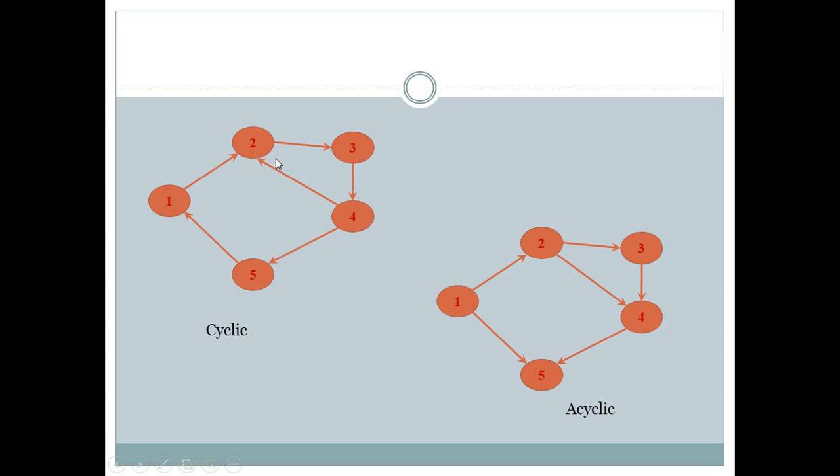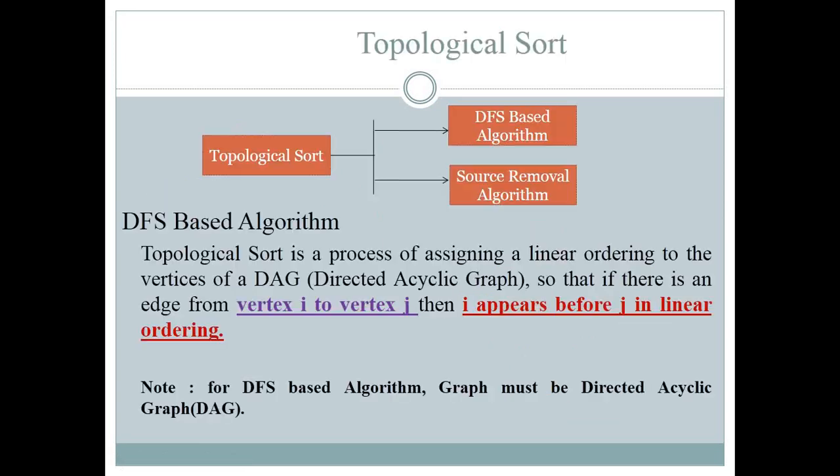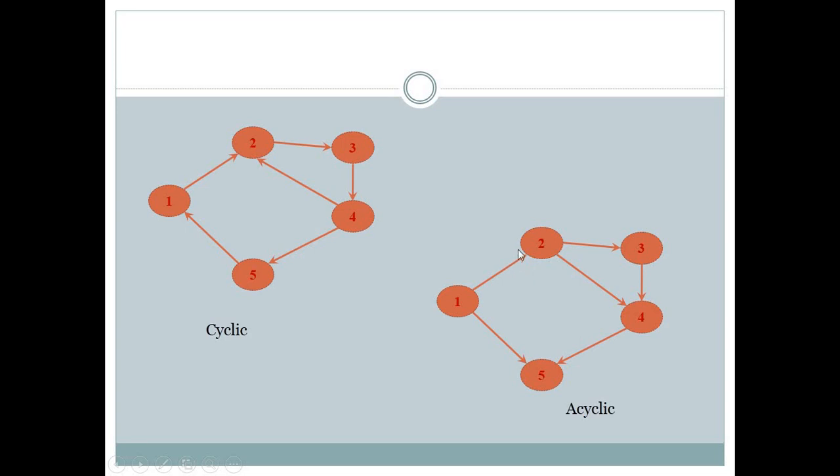But we can have an acyclic graph also. In this example we can go 1 to 2, 2 to 3, 3 to 4, 4 to 5, but we cannot go from 5 to anywhere. Here again 1 to 2, 2 to 3, 1 to 2, 2 to 4. So no cycle is happening here. So this is an acyclic graph. Our definition says DAG means directed acyclic graph, so this graph is directed and also acyclic.